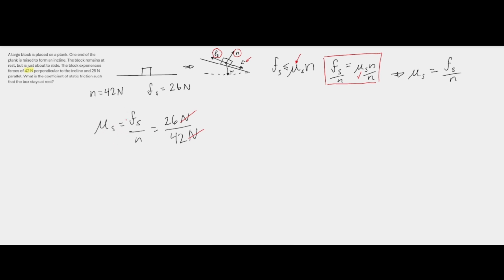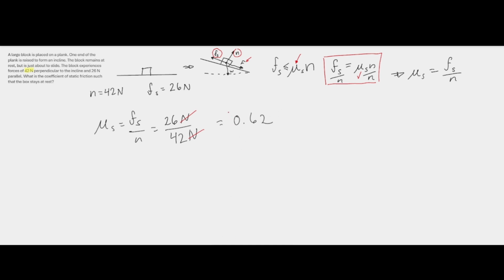So this number tells us the ratio between the force of static friction and the normal force. This is saying how much static friction do we need per normal force? And this number, if we just take 26 divided by 42, obviously it's less than 1. And to 2 decimal places, it's going to be 0.62. And that's it. It's a scalar.